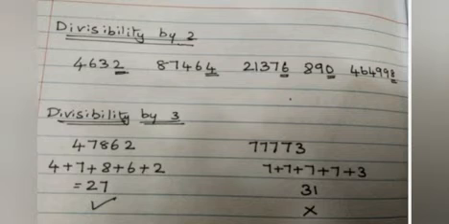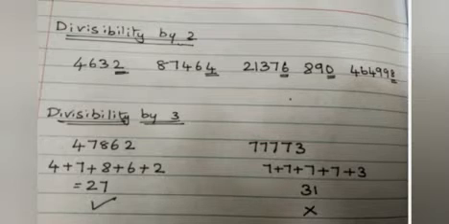In this video, we will see the divisibility rules from 2 to 15. Divisibility by 2. To check whether a number is divisible by 2, you have to check whether the last digit is an even number. That is, it should be 2, 4, 6, 8 or 0. Then that number is divisible by 2.